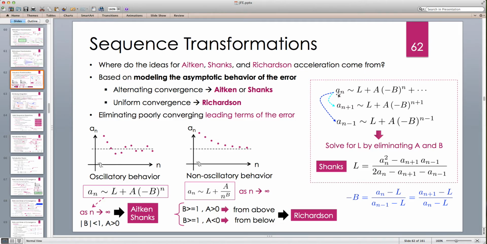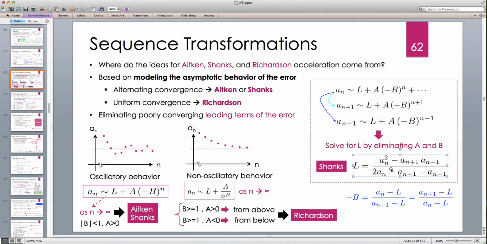if for large n, an is asymptotic to L, which is our limit, plus a minus b to the n, we can also write the same thing for n plus 1, n minus 1. And then we can solve for L by eliminating a and b. L becomes an squared minus something. So we get this term, which is exactly Shanks.